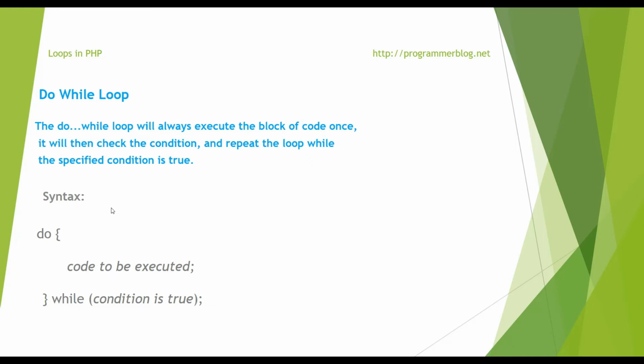The syntax of a do-while loop is that we add a keyword do, then this block of code, and the code to be executed. And in the end, we add the keyword while, and inside the parentheses, we have a condition. These loops will execute once, and in the end, it will check if the condition is true, then the code will be executed again until the condition evaluates to false.